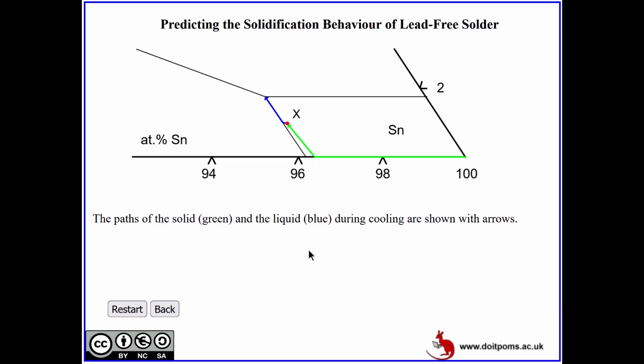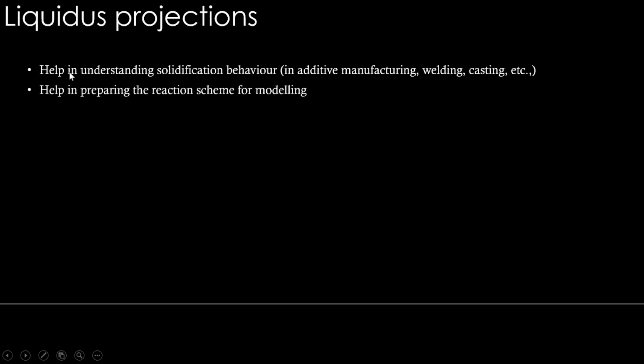This is how a liquidus projection is useful in identifying what happens during solidification of an alloy. That's how informative liquidus projections can be. They help us in understanding solidification behavior in processes like additive manufacturing, welding, casting, and so on. And they help in preparing something called the reaction scheme. It's quite useful for modeling. We will see about that later.